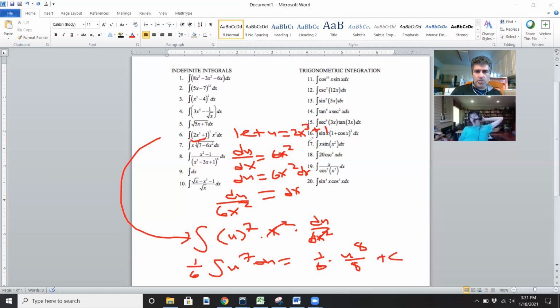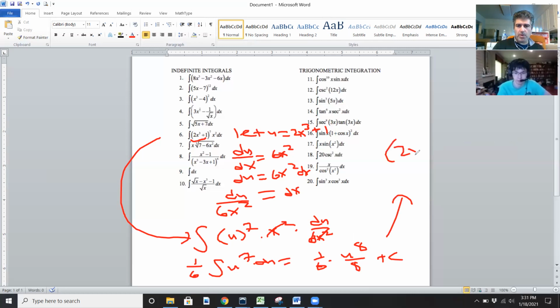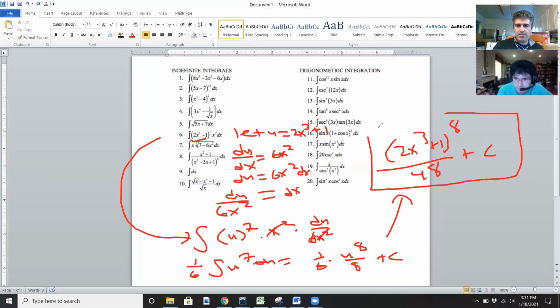And we use 2x cubed plus 1, so the final answer will be 2x cubed plus 1 raised to the 8th power over 48 plus C. And again, if you want to do the derivative to prove it with the chain rule, you can. But I think at this point, we have enough faith that we've done it so many times that we are integrating correctly. But if you were to do the derivative and the chain rule, you should get back to the original expression. So that's number 6.